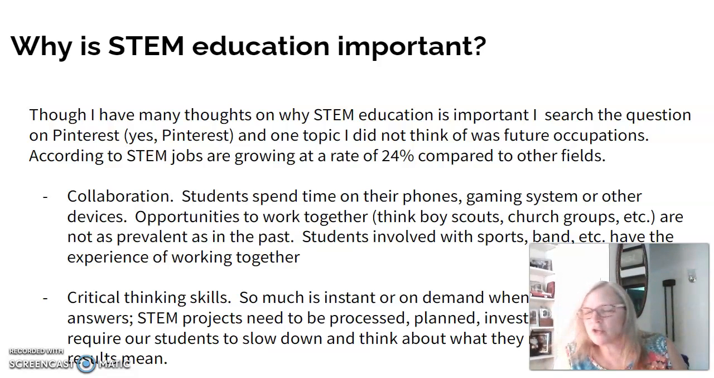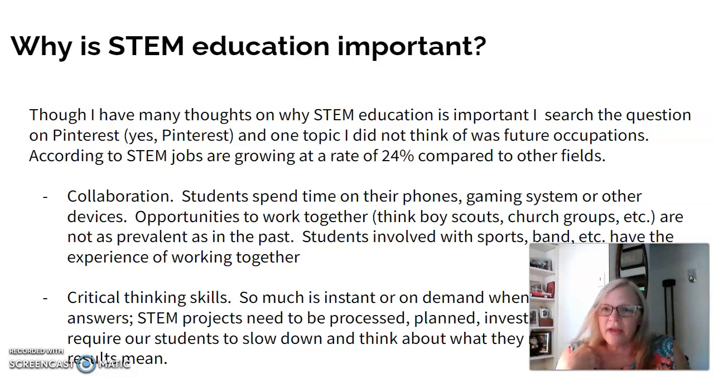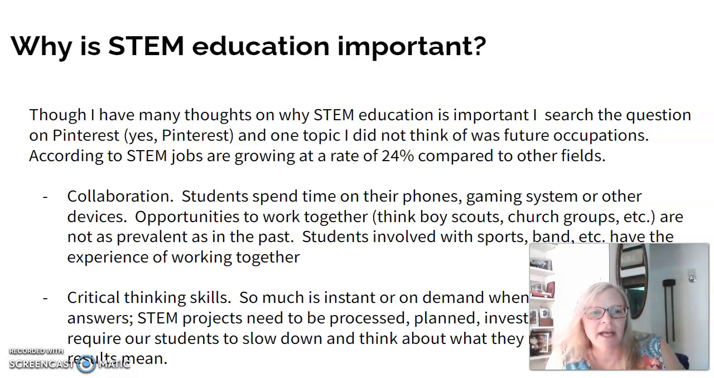Collaboration. Students spend so much time doing independent things that they don't understand working together. So I think collaboration is a huge advantage when it comes to a STEM project. And critical thinking skills. Again, everything is so instant or on demand when we search for answers. STEM projects need you to slow down. You need to think of how you're going to find this information and what you are going to do with the results. It's not just a multiple choice, circle A, B, C, or D. You need to understand it well enough that you can explain it to somebody and they can understand it.